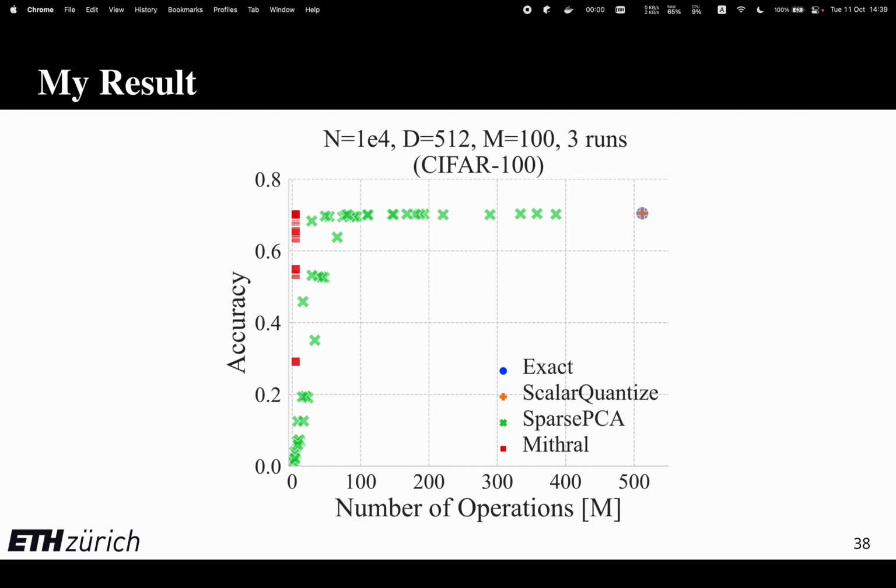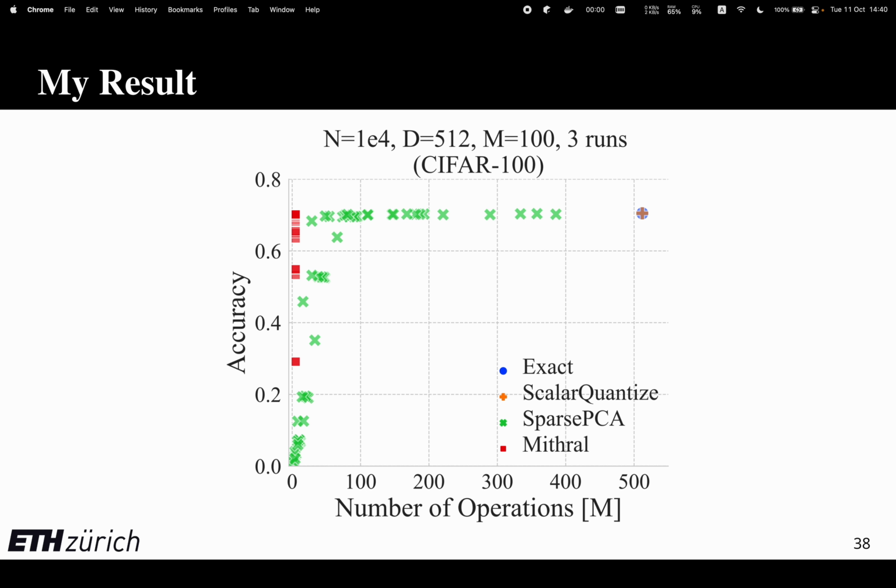In this case, on the leftmost corner, what we're looking at is the exact multiplication and scalar quantization. On the x-axis, we have the number of operations in million scale. On the y-axis, we have the accuracy. I'm interested in the trade-off: how many operations the method has to carry out in order to gain a certain accuracy. The exact multiplication and the scalar quantization are not reducing the number of operations, so they achieve the best results with approximately the same number of operations.